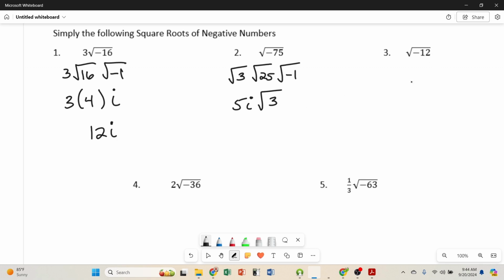Again, we take it apart. The square root of negative 12 we can take apart and say, well, that's the square root of 4 times the square root of negative 1 times the square root of 3. So I know the square root of 4 is 2. I know the square root of negative 1 is I. And the square root of 3 is the square root of 3.